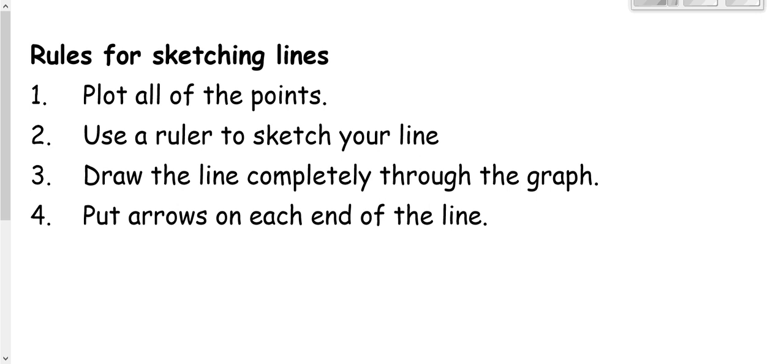Okay, so let's look at your rules here. Again, make sure you plot all of the points, as many as you can. Then you're going to use a ruler to sketch your line or some sort of straight edge just to make sure that it goes all the way through the graph. That's rule number 3, make sure it goes all the way through the graph. And then this is super important, you have to put arrows on each end of the line to show that it keeps going. This is what makes it a linear function and not just a linear segment.